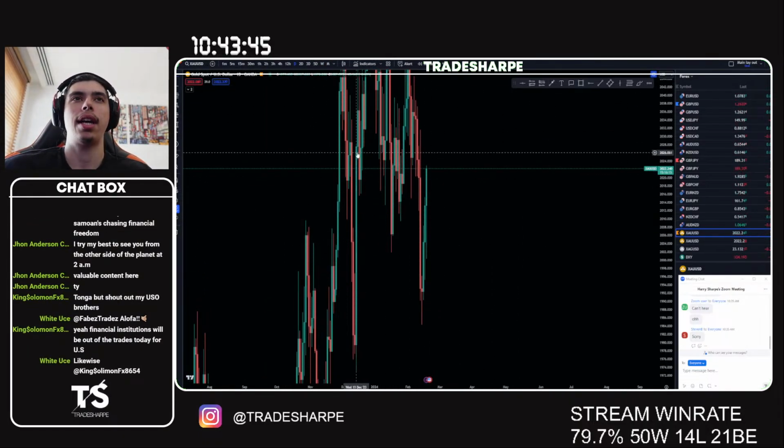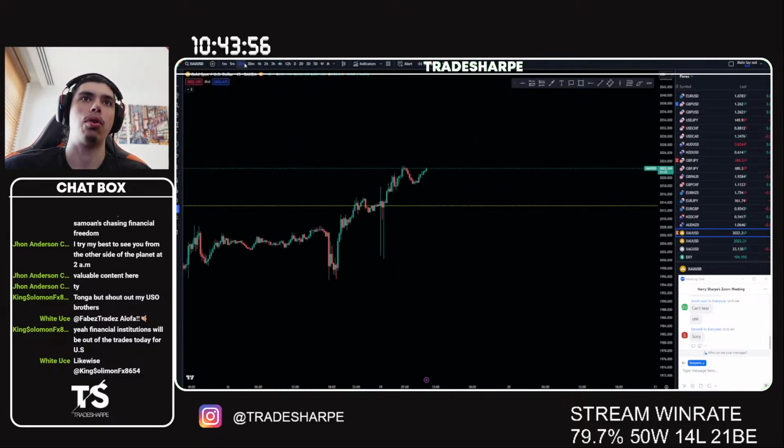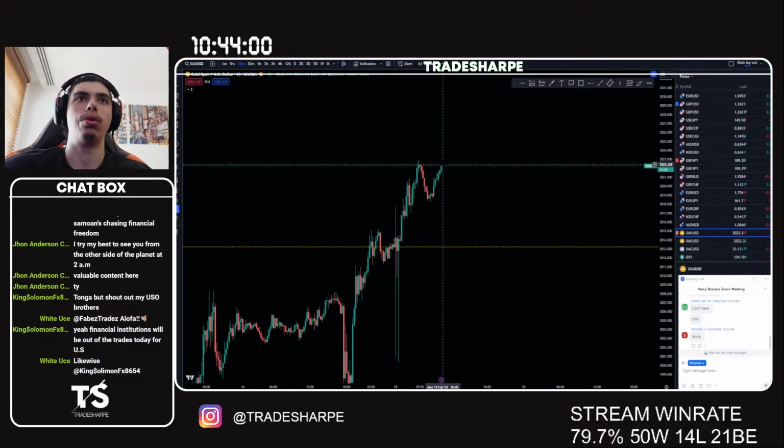We were talking about yesterday how we want to see it react around this zone. 2020 was the level we're looking at. Price opened up on a push up here, boom, opened up, and just gave us a massive push on market open. Here is what we're seeing: not a massive push, but somewhat of a push towards these highs here.